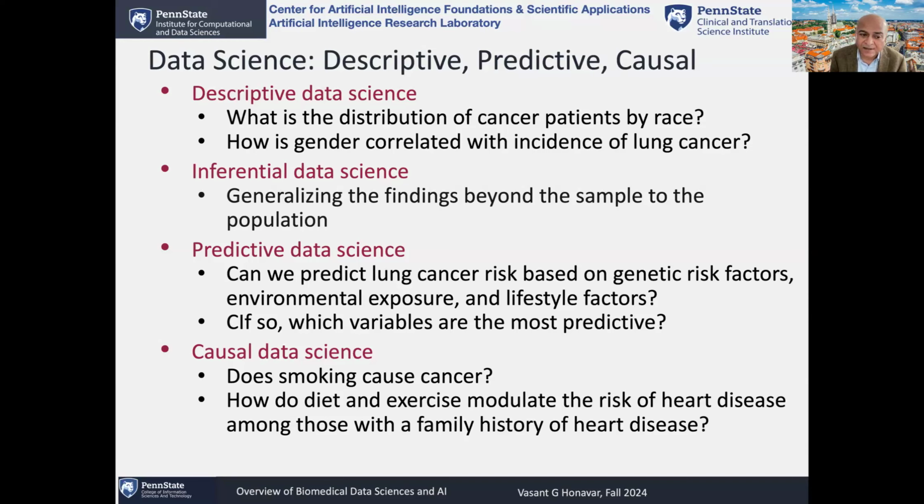There is predictive data science, where the question is, can we predict lung cancer risk based on genetic factors, environmental exposure, lifestyle factors, and so on? And if you can predict, what variables are predictive?